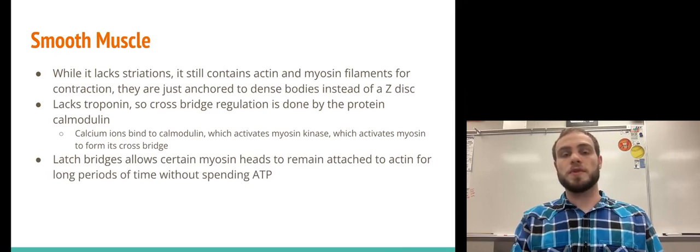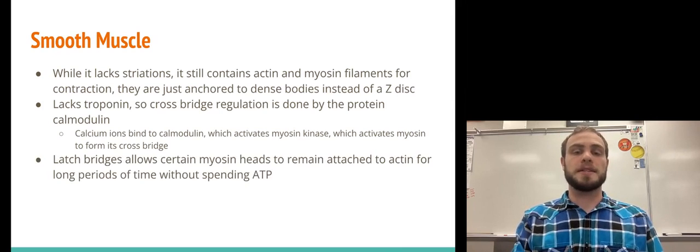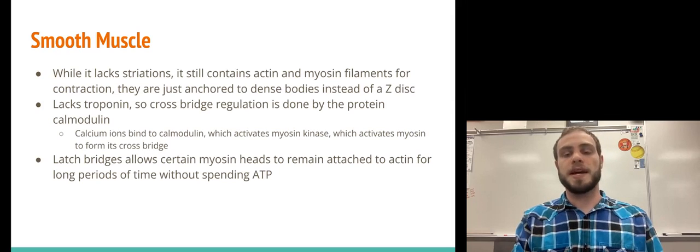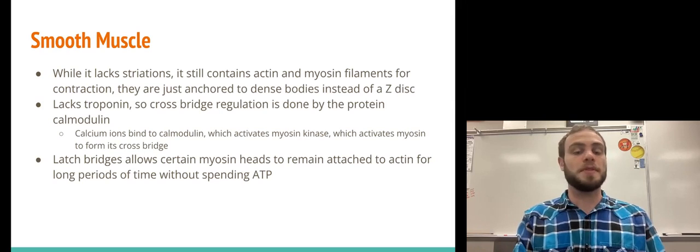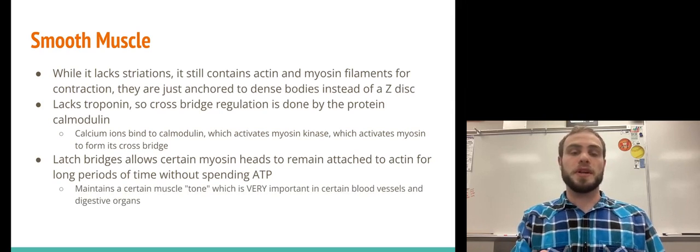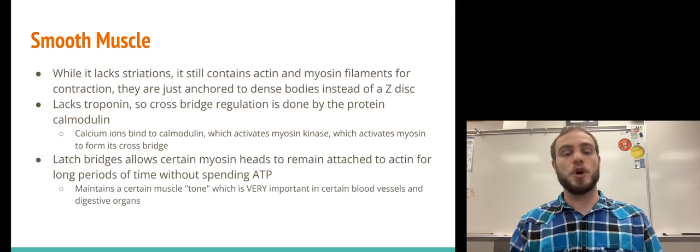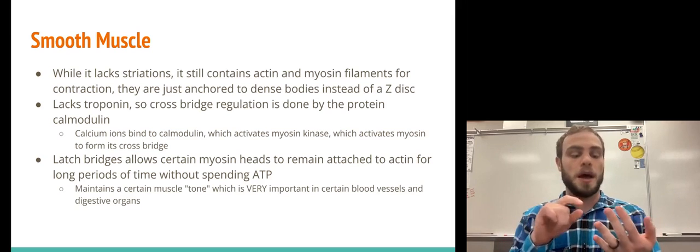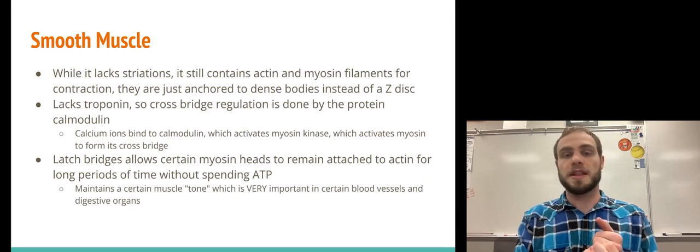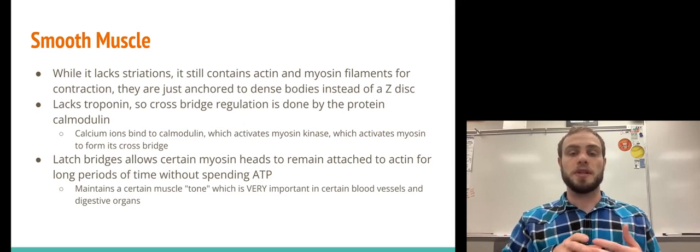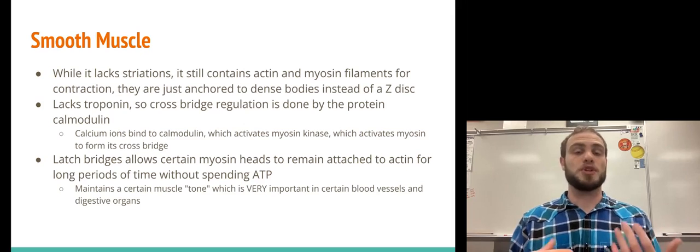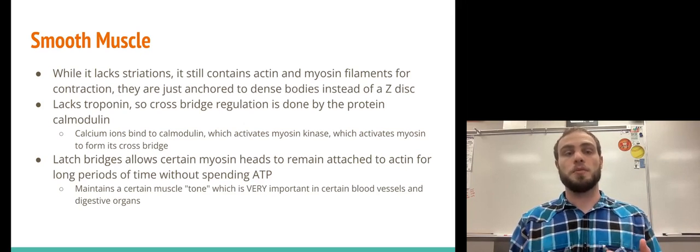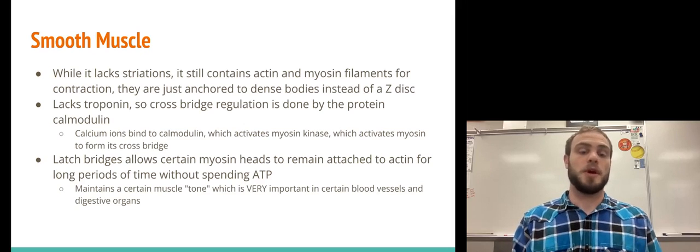In smooth muscle, you also have what's known as latch bridges, which allow certain subsets of myosin heads to remain attached to actin for very, very long periods of time without the need to spend ATP, which is really important to maintain at least some muscle tone in certain tissues. So for example, smooth muscle is in any of your visceral organs. That's like parts of your digestive system, parts of your blood vessels and things like that. Especially when we think about blood vessels, it's really important to maintain some level of tone in those blood vessels to keep your blood pressure at the correct level. If you lose that tone, your blood pressure drops and then blood stops flowing.